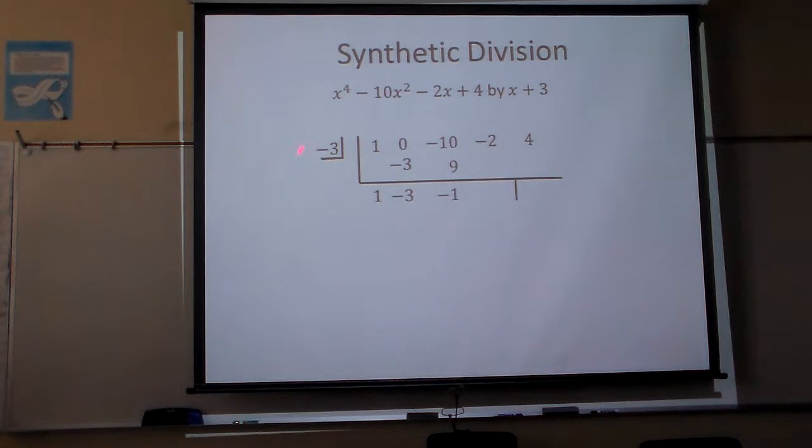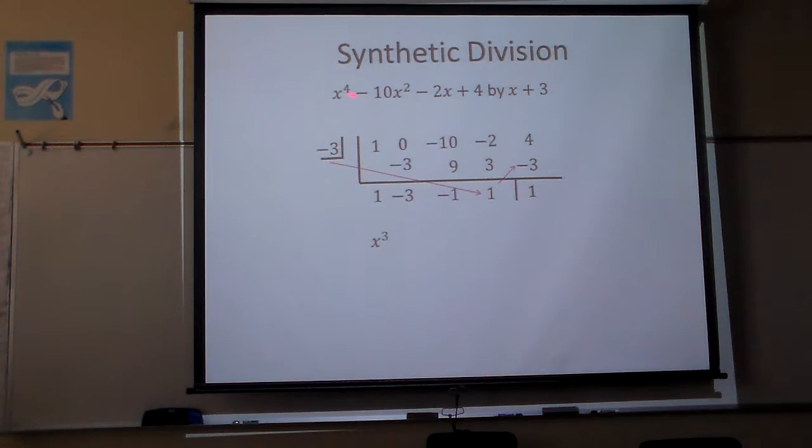Now guess what I'm going to do with that negative 1? I'm going to multiply it by the negative 3, which is 3, and I'm going to put it there. Negative 2 plus 3 is 1. And now I'm going to take negative 3 times 1, which will be negative 3, and 4 plus negative 3 is 1. And notice I have this bar here. That means it is a remainder.